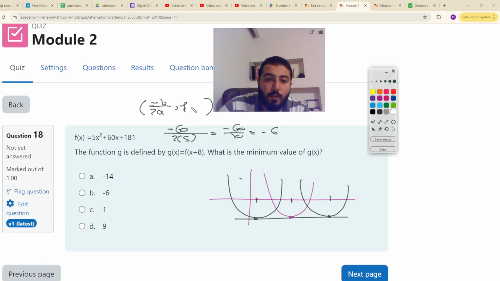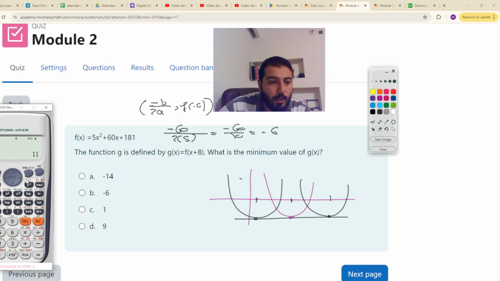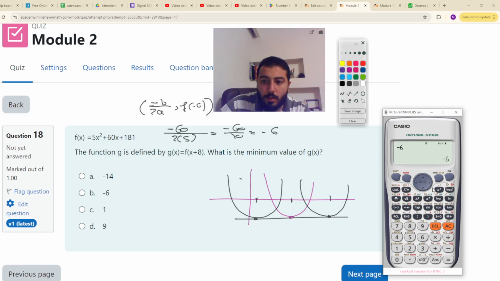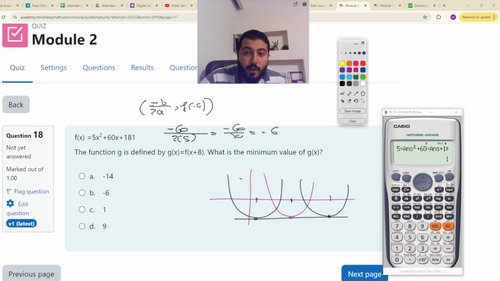What is the value of f of negative 6? Put negative 6 here. Let's use the calculator. I'll put negative 6 first in the calculator and press equal. Then we say 5 multiply answer power 2, because the answer now is negative 6, plus 60 times answer plus 181. This is the y value of the vertex, which is 1. So we know that the minimum value is 1.